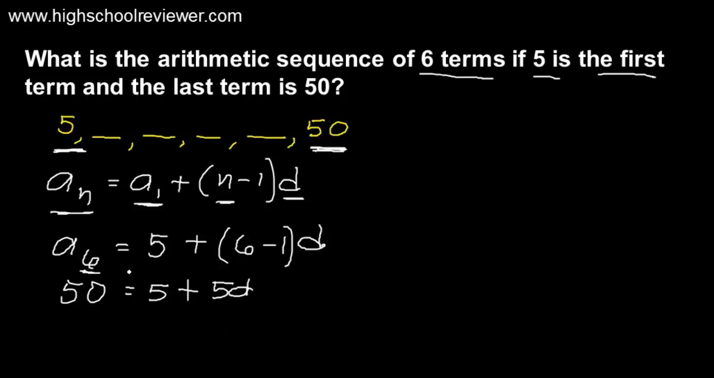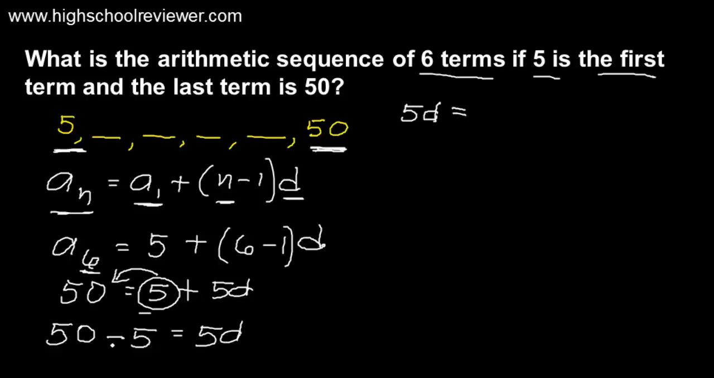To find d, we need to transpose positive 5 to the other side. Transposing this, it will be 50, and if we transpose a positive, it will change sign. It will become negative 5 equals 5d. So we can rearrange this. We can put 5d here on the left.